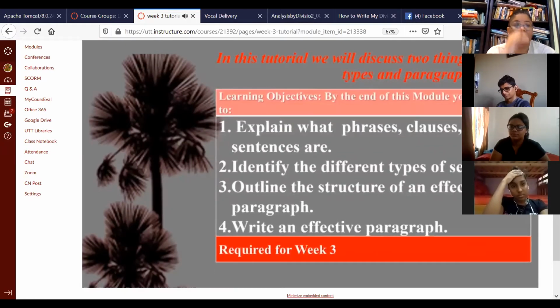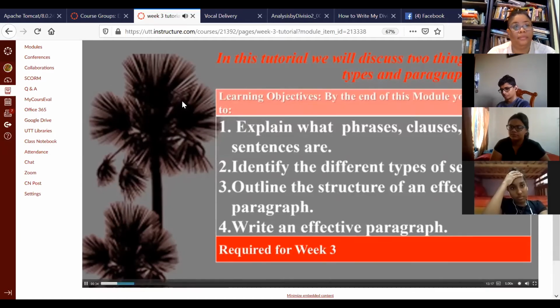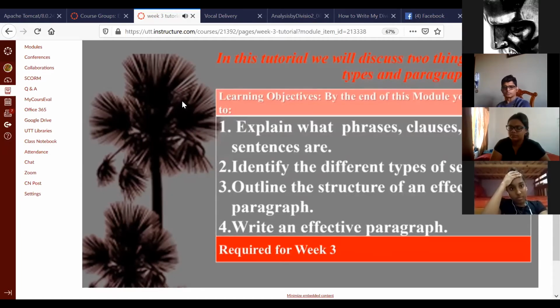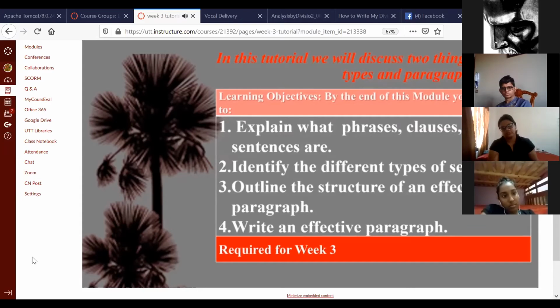At the end of this tutorial, we will be able to explain what a phrase, clause, and sentence are. Identify the different types of sentences. Outline the structure of an effective paragraph. Write an effective paragraph. This is a required tutorial for week 3 activities.